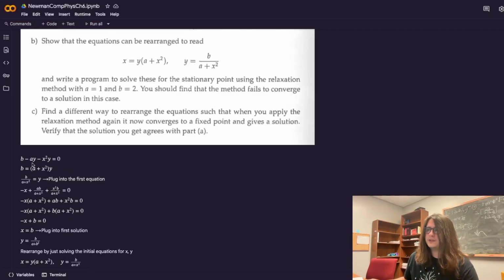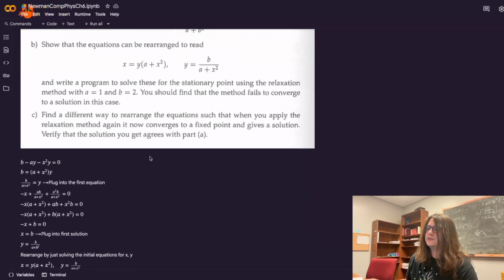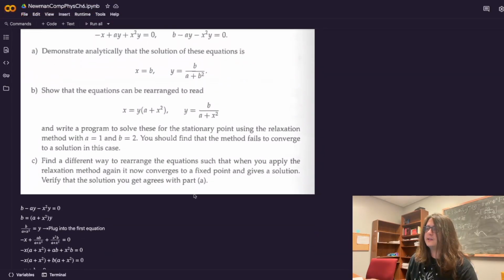This is the second equation that I actually started with. You can solve this for y fairly easily, and then plug that into the first equation, and then chug that along. Factor out a plus x squared, and then divide the equation by a plus x squared, so you get x equals b. Then you can plug that into the solution that you got up here to get b over a plus b squared. So that is certainly true analytically.